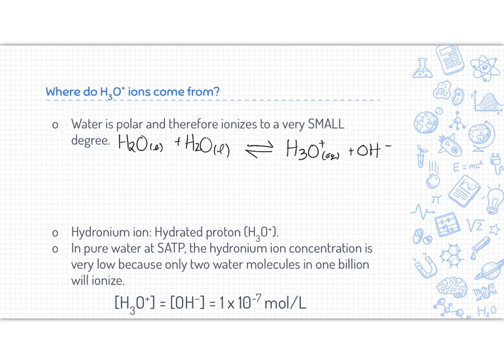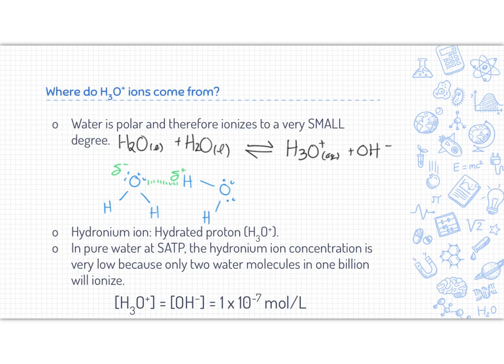What was happening here is that water comes near another water, and because this oxygen is partially negative and this hydrogen is partially positive, they are attracted to one another. And every once in a while, which is what this symbol means, it does not go to completion like a regular arrow, it can go both forwards and backwards.